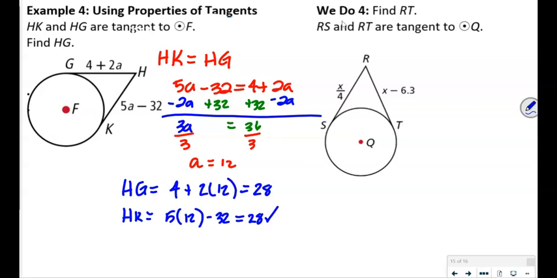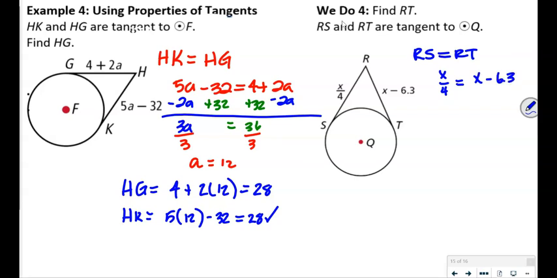Okay? So on the next one, again, what can we say? We can say that RS is equal to RT, right? So we're going to set those equations equal to each other. X over 4 is going to be equal to X minus 6.3.